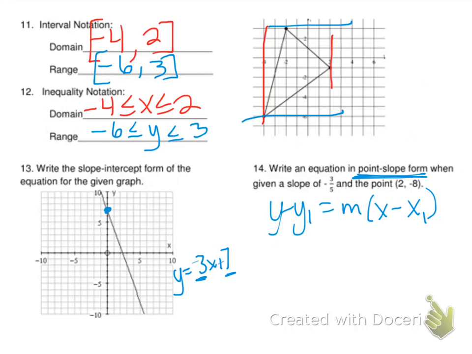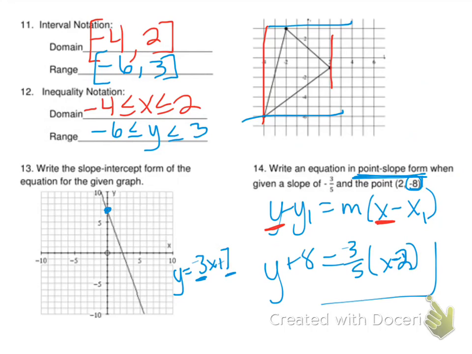So this y and this x don't change. They're still a y and still an x. So minus negative 8 is plus 8. Negative 3/5 is the slope. And minus 2 goes with the x. So that is the answer there.